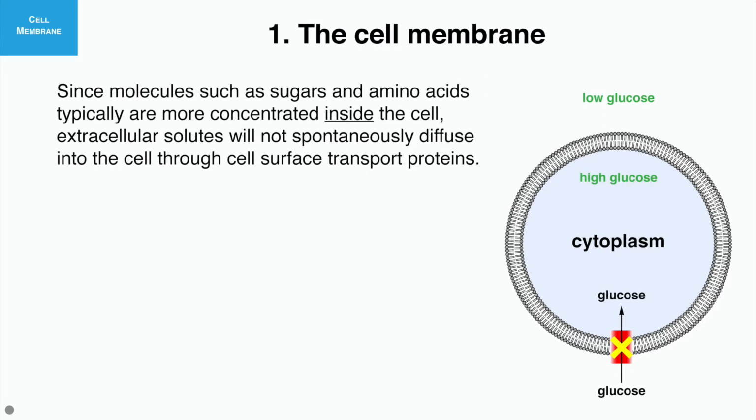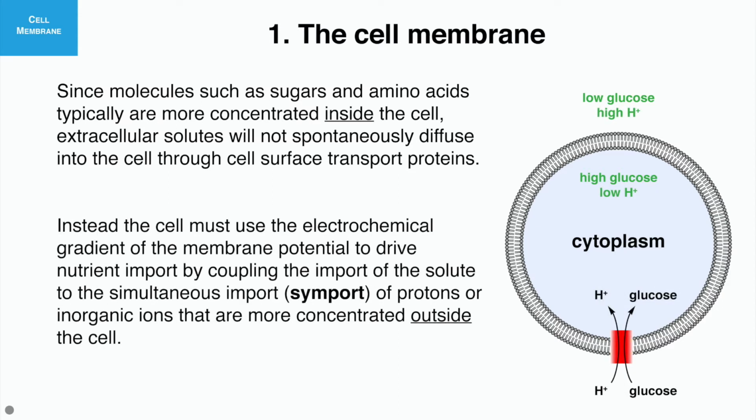Since molecules such as sugars and amino acids typically are more concentrated inside the cell, extracellular solutes will not spontaneously diffuse into the cell through cell surface transport proteins. Instead, the cell must use the electrochemical gradient of the membrane potential to drive nutrient import by coupling the import of the solute to the simultaneous import of protons or inorganic ions that are more concentrated outside the cell.